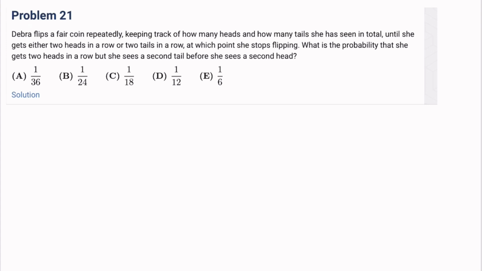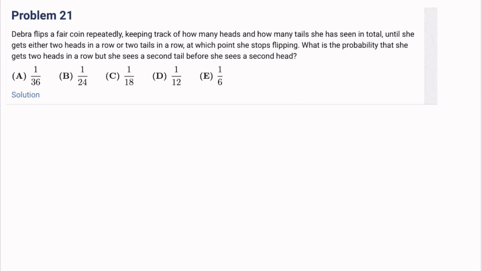Okay, so from this clause, she sees a second tail before she sees a second head. That means either she gets tail, and then she gets a head, and then a tail, right? Or she gets a head and then she gets a tail and then she gets a tail, right? Those are the only 3 ways that she sees a second tail. But then she has to get 2 heads in a row, right? And so these are not possible because that gives 2 tails in a row and then she will stop, right? So our only way is starting with tail, head, tail, and then just keeping this pattern up.